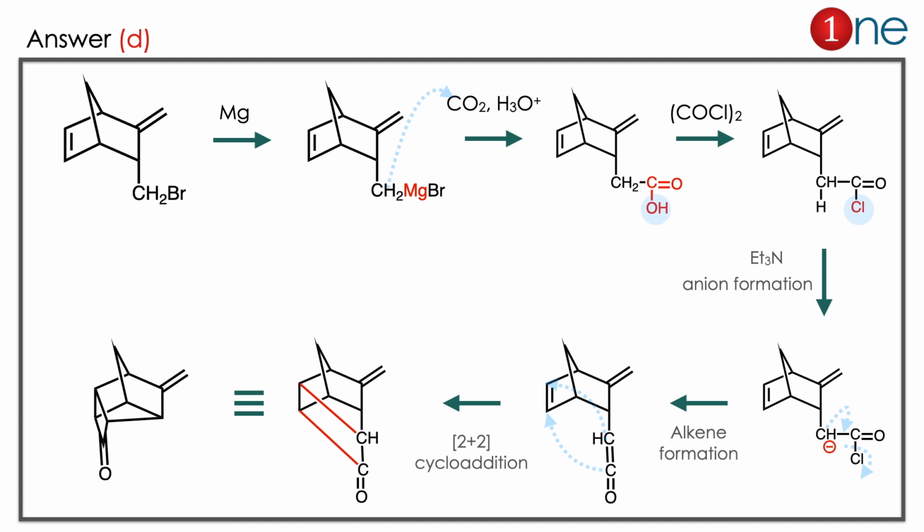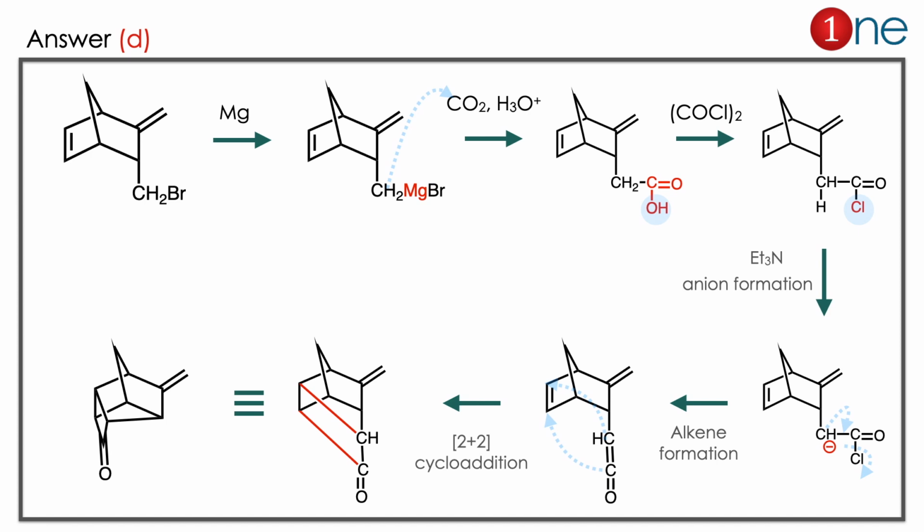The answer is D. Let us see how. The starting material contains methylene bromide and you have magnesium. What really happens is it forms a Grignard reagent. So MgBr formation will be there. Then the next step you are using CO2 and hydrolysis condition. Then the CH2 attacks the CO2 and you get the COOH group there. So the Grignard reagent gets converted into the acid.